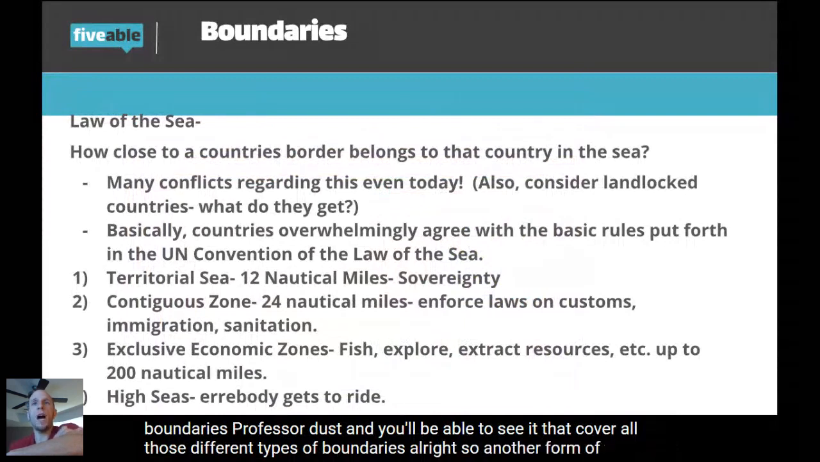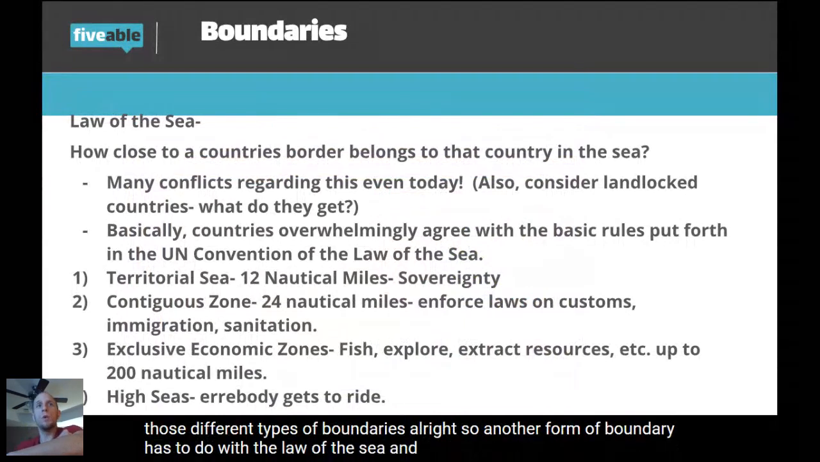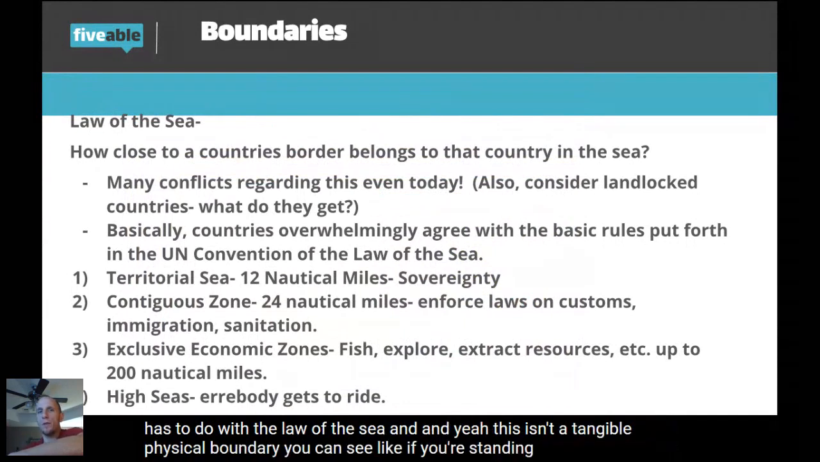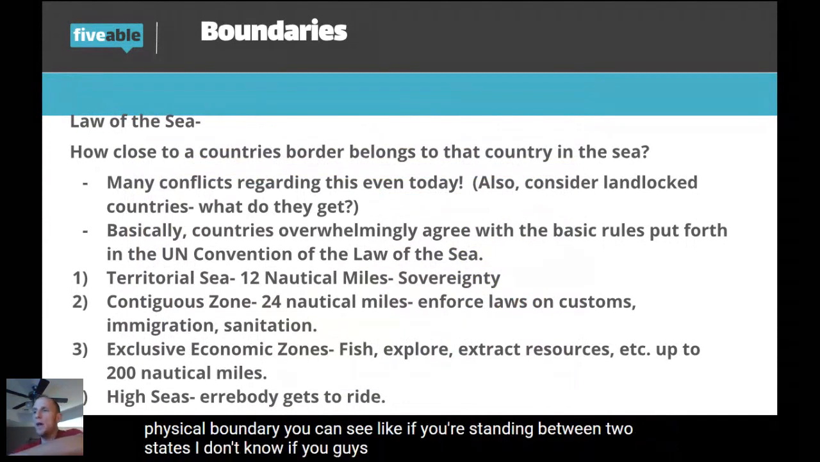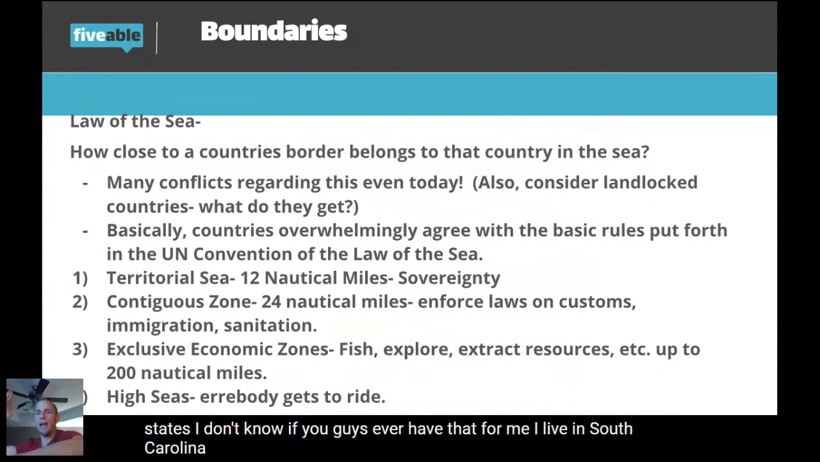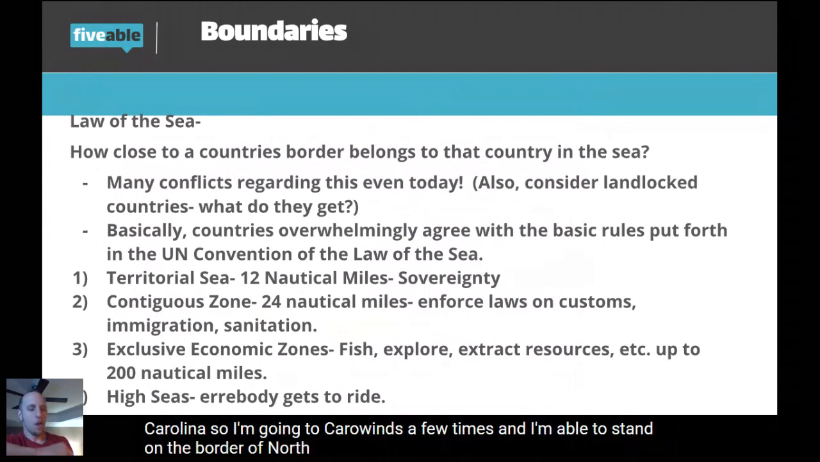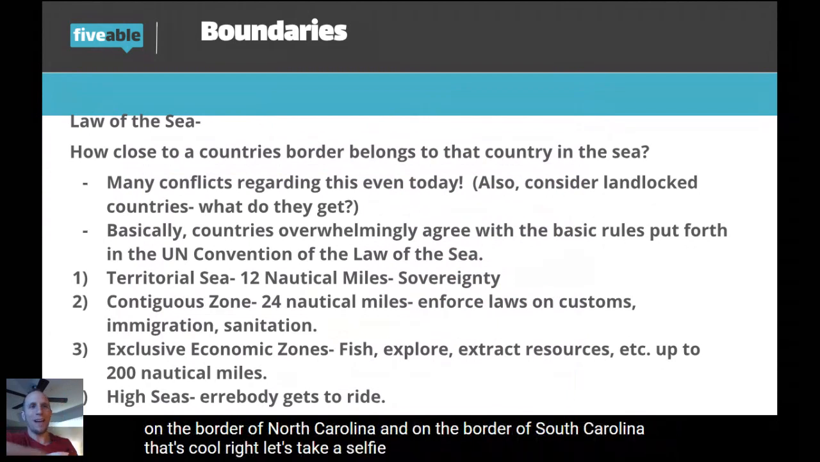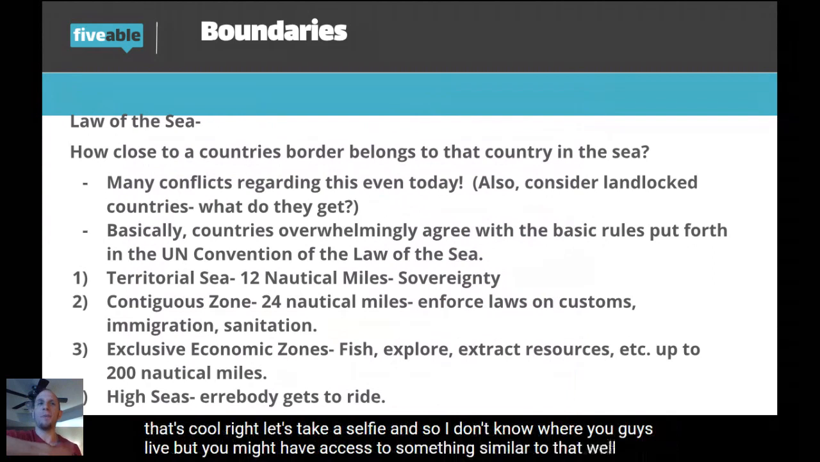All right. So another form of boundary has to do with the law of the sea. And this isn't a tangible physical boundary you can see, like if you're standing between two states. For me, I live in South Carolina, so I've gone to Carowinds a few times, and I'm able to stand on the border of North Carolina and on the border of South Carolina. And that's cool, right? Let's take a selfie. I don't know where you live, but you might have access to something similar to that.